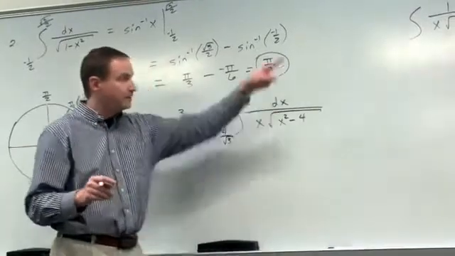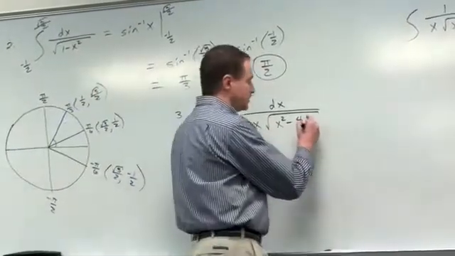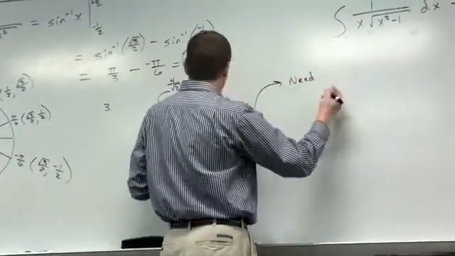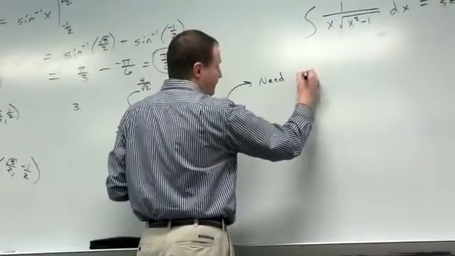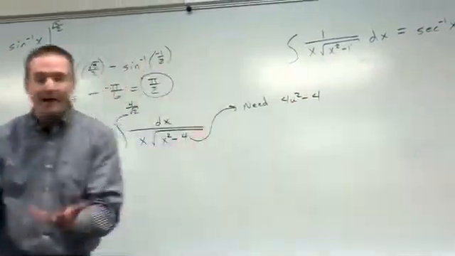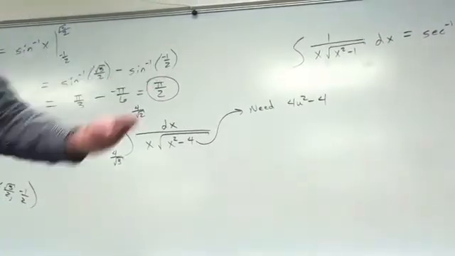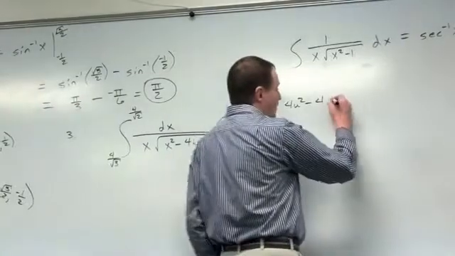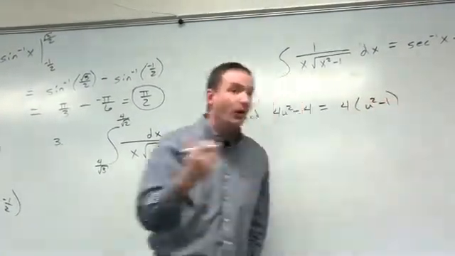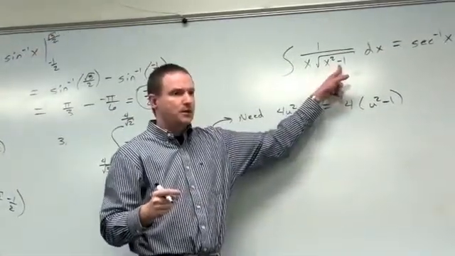So here's what I'm going to do. I need to have a 4, so I'm going to call it 4u squared minus 4. Why do you need a 4u squared minus 4 in there? Because I would be able to factor a 4 out of that and call it u squared minus 1. That's the whole point. I'm wanting to get to that. The only way I could get to it is if I could factor out a 4.